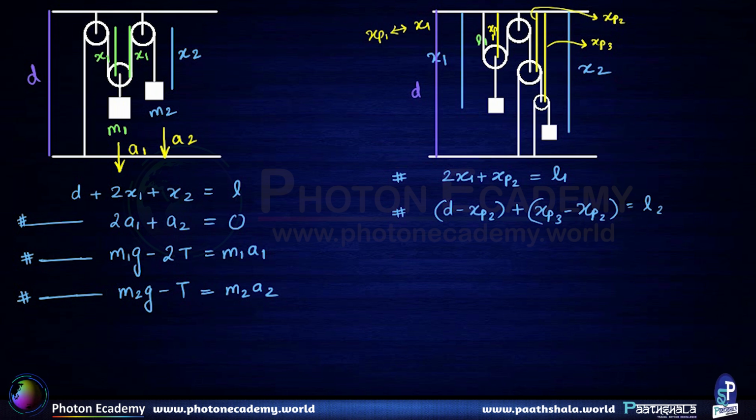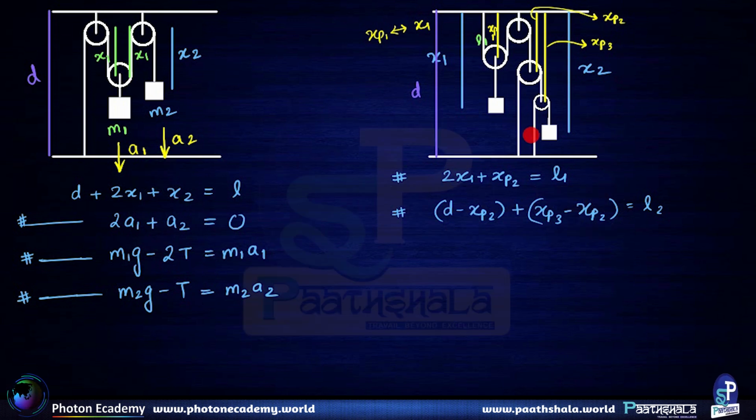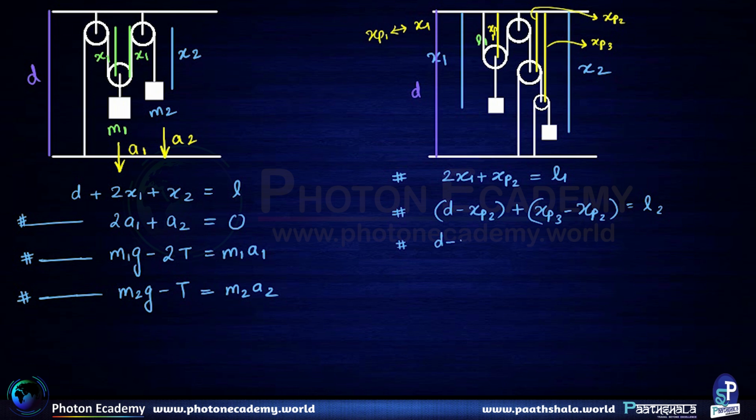And now the third equation happens to be this length of the string. So this part is going to be d minus xp3. And this part is going to be x2 minus xp3. So we can write that down now. So this is d minus xp3 plus x2 minus xp3. So this is going to be the length of the string 3.